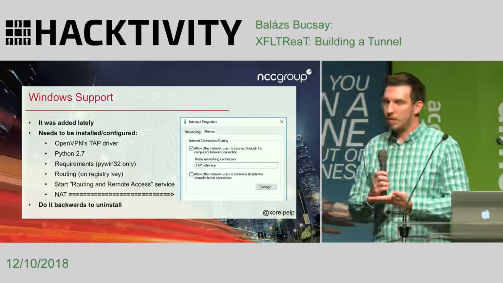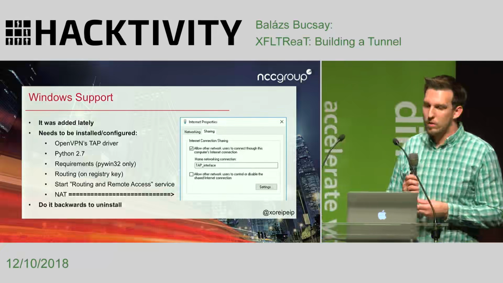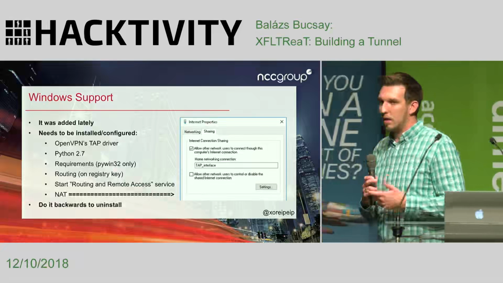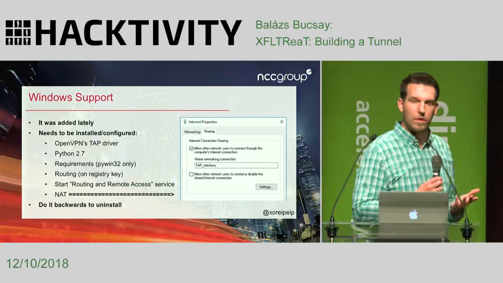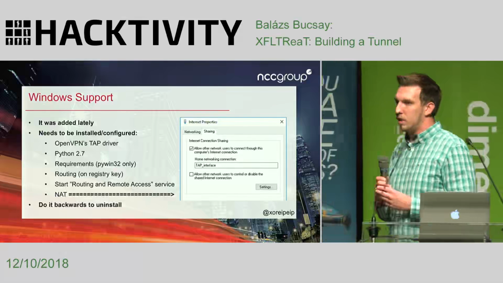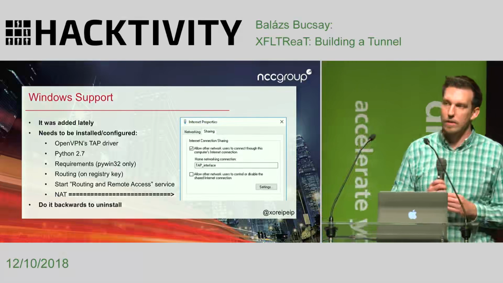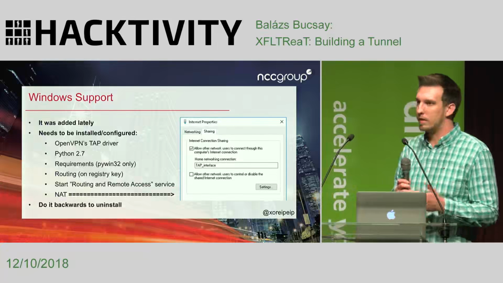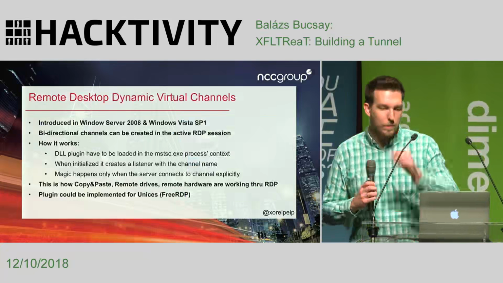So the Windows support in XFLTReaT was introduced like half a year ago. If you want to use it on Windows, you need to install the OpenVPN tap driver, because there is no tap driver at all in Windows by default. Obviously, you need to install Python 2.7, the requirements like pywin32, which is needed to access the APIs of the Windows subsystem. And if you want to do a Windows server from XFLTReaT, you need to set up the routing and you need to start that service. If you want to uninstall it, you just do it backwards, so it's really easy.